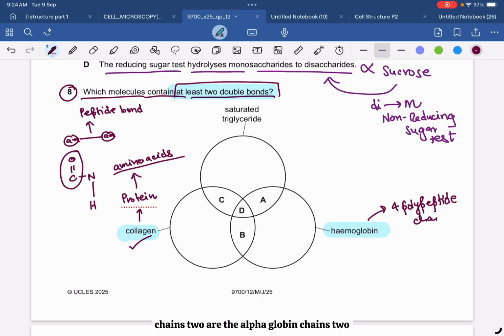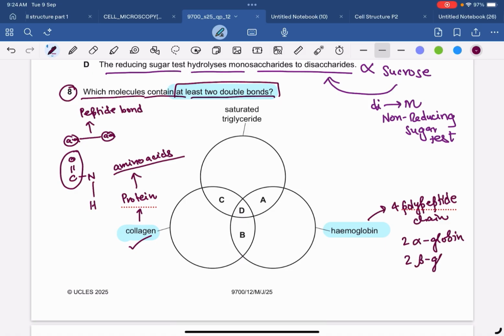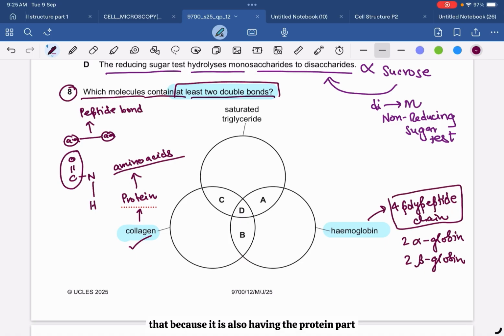2 are the alpha globin chains, and the 2 are the beta globin chains, right? And it additionally contains the heme group as well. And let's talk about the protein part, because it is also having the protein part, and we know that proteins are made up of multiple amino acids, and amino acids are connected to each other by the peptide bond, and peptide bond is having the double bond.